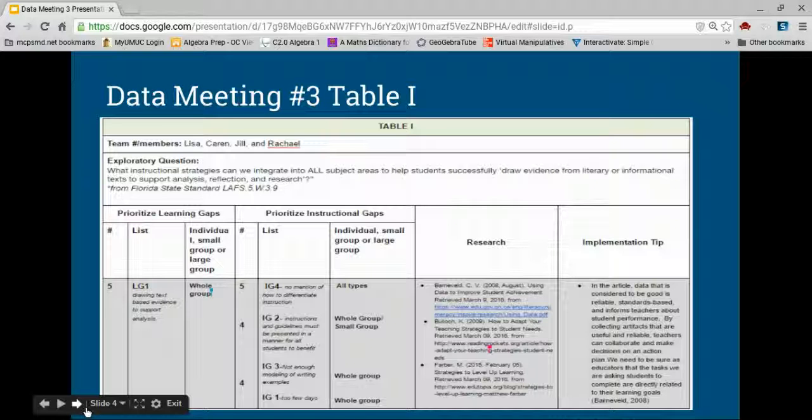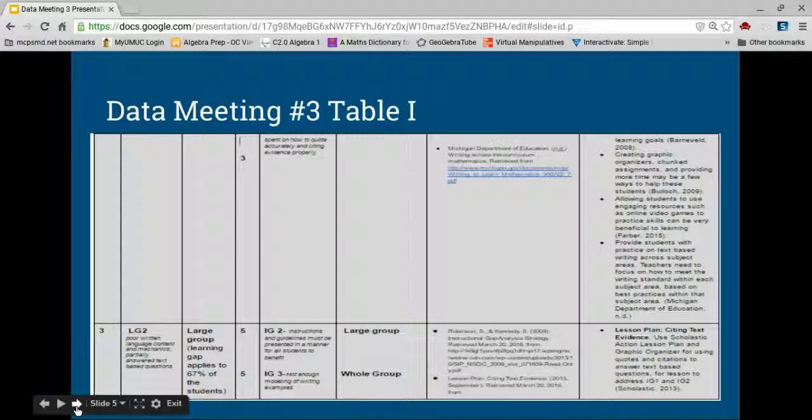During our meeting, all of the members successfully participated without any technological issues. We started by discussing Table 1 and connecting each learning gap to instructional gaps seen here. Since we identified 2 learning gaps in Data Meeting 2, we focused on supporting each of those learning gaps with our many instructional gaps, along with resources that helped us form an action plan.